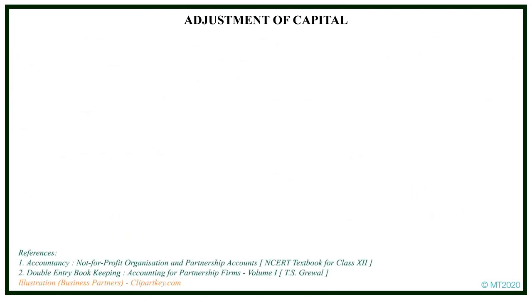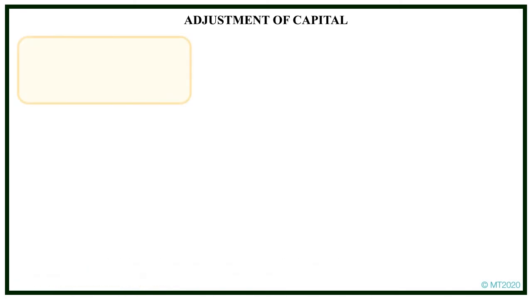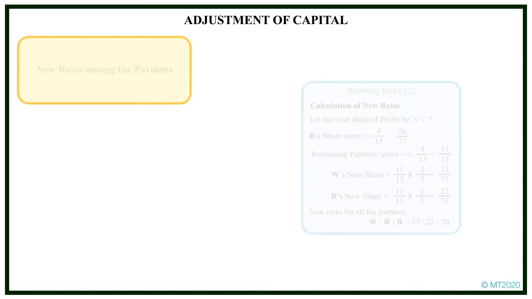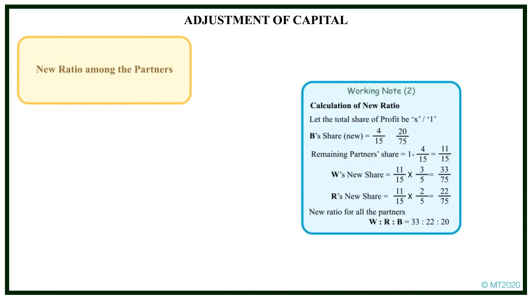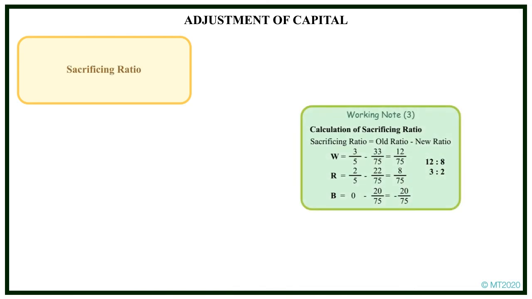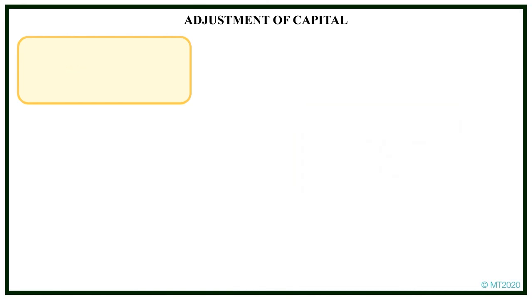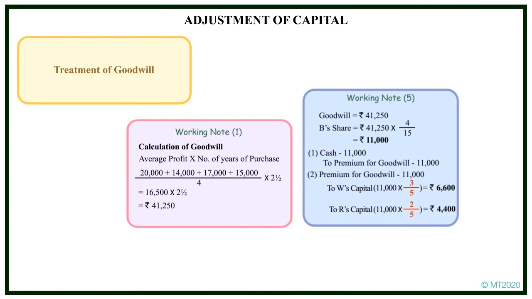At the end, I would like to conclude stating that in this chapter, admission of a partner, we have learned how to calculate the new ratio among the partners. We have also learned how to calculate the sacrificing ratio, then did the treatment for goodwill, that is, the portion of share of goodwill which the incoming partner brings got transferred to the capital accounts of the partners who sacrificed their share of profit in favor of the new partner.